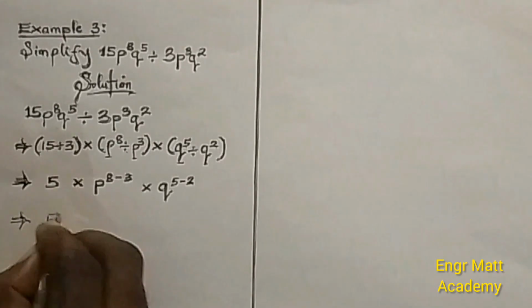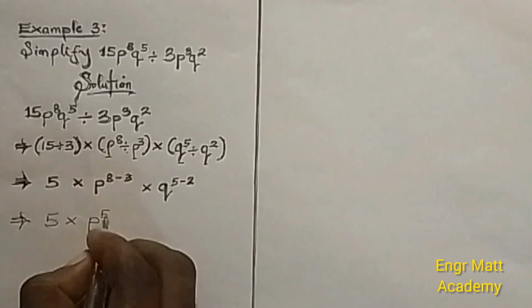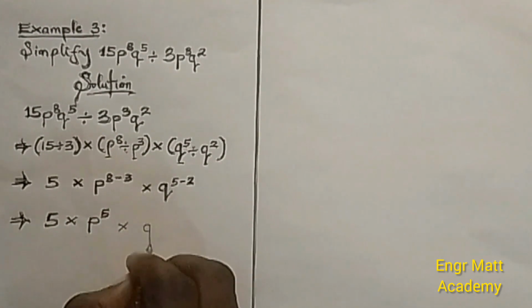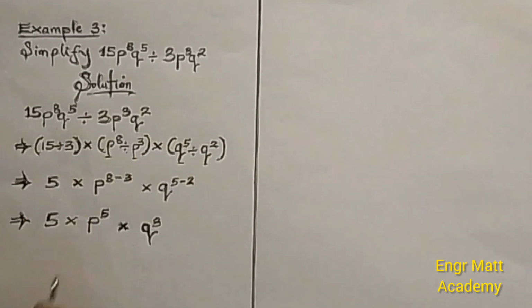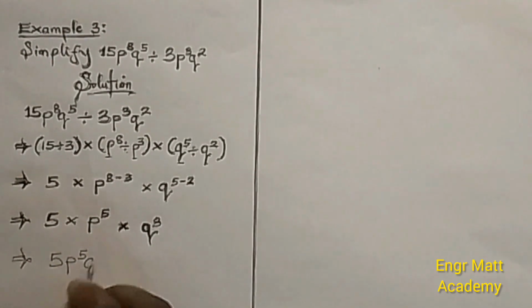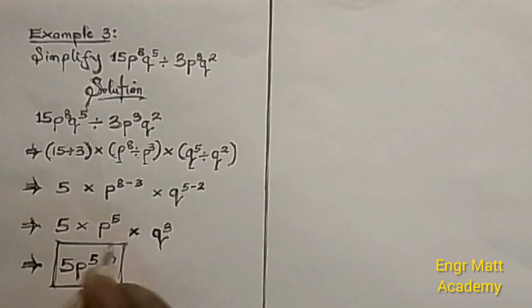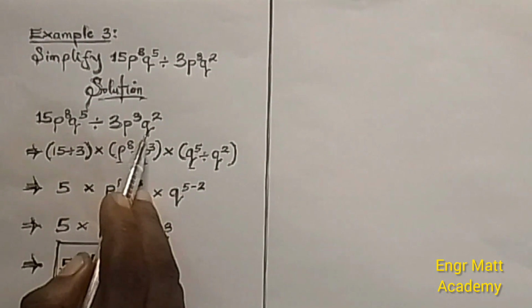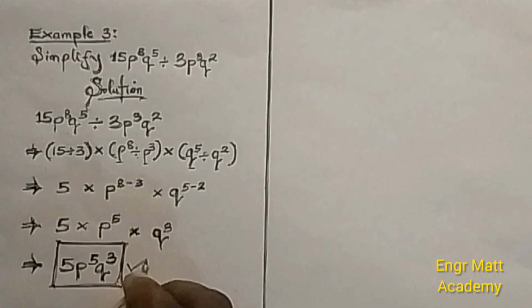Next, 5 times p raised to power 8 minus 3, now 5, times q raised to power 5 minus 2, now 3. Now we multiply everything together, so we get 5 p to the power 5 q raised to power 3. By now you may notice that the thing looks difficult, but once you apply the laws, everything will be simple. So now our final answer is this.